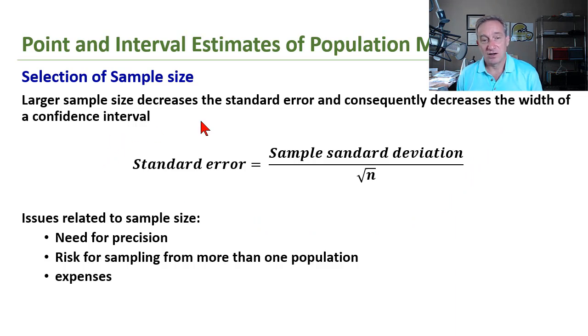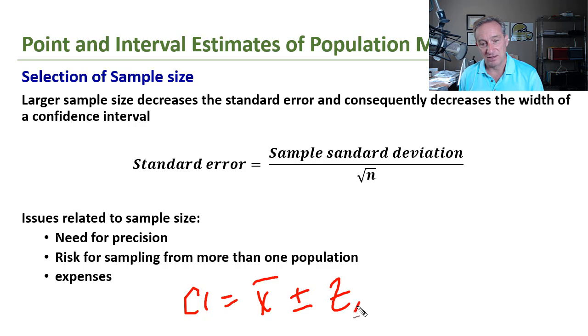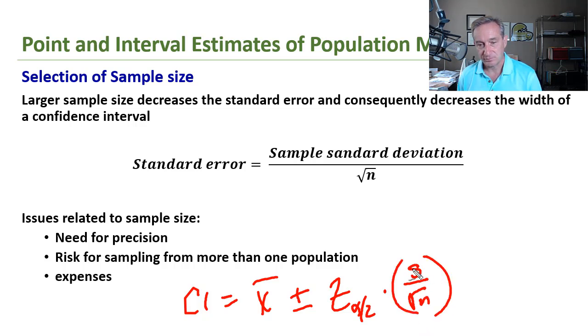And so, selection of the sample size: a large sample size decreases the standard error and consequently decreases the width of the confidence interval. So you can see now, by virtue of the fact that we've used this standard error in that confidence interval, we said confidence interval equals our estimate plus and minus our reliability factor. I'm just going to call that the Z based on, let's say, alpha divided by 2, and we're multiplying that by a standard error, which is going to be the sample standard deviation divided by the square root of n. Right, so the key idea here is the width of that confidence interval and the standard error, it's a scaling.